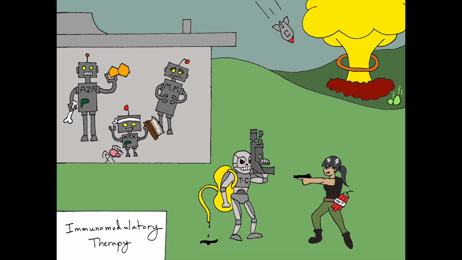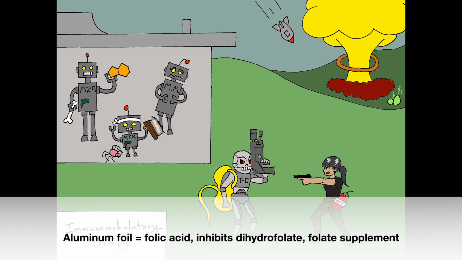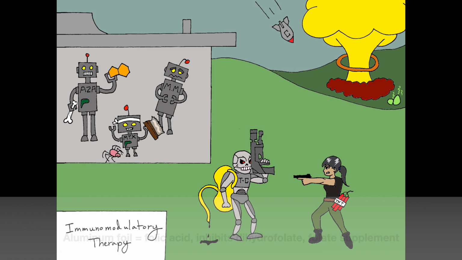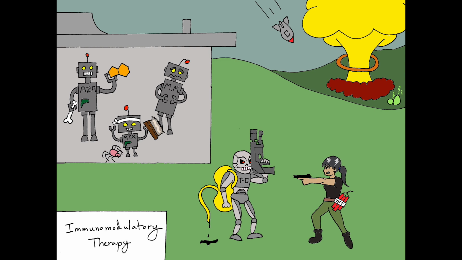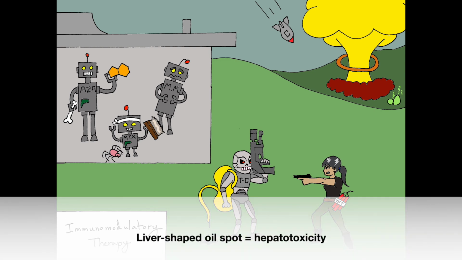To remind you of folic acid, inhibitor of dihydrofolate, and supplementation with folate, I have this little robot kid holding a roll of aluminum foil. Methotrexate is also a teratogen, so we have the teratogen tarantula. And finally, methotrexate, like azathioprine, is known for hepatotoxicity, so we have the same liver-shaped oil stain.